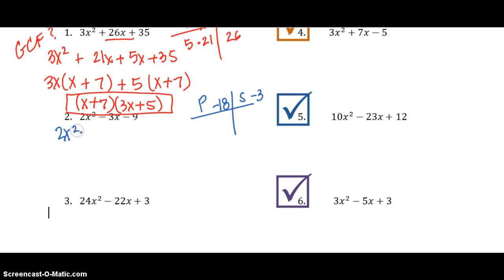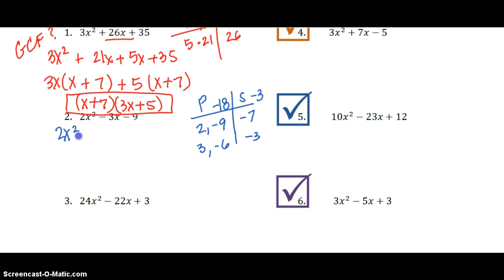So 2x squared, multiples of 18. Let's try 2 and 9, and the 9 would be larger, so I'll keep it negative. When I add those, that gives me a negative 7. I don't want 7, I want 3. So let's try 3 and 6. Hey! When I add those, I end up with negative 3.